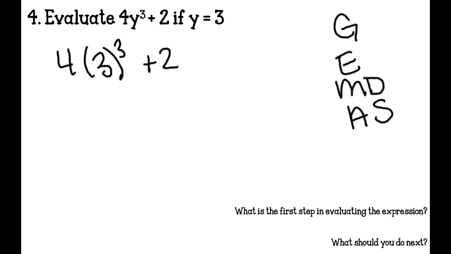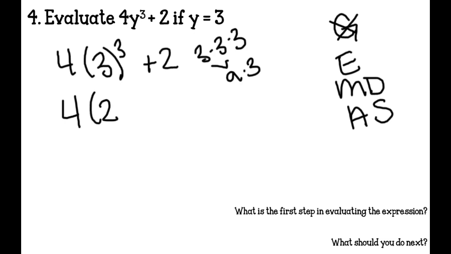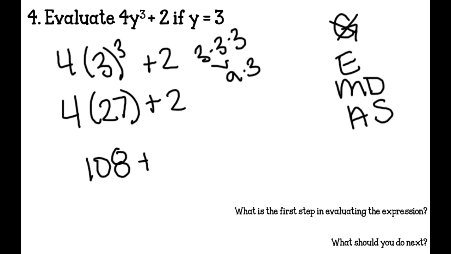Do I have anything in grouping symbols? I don't. Do I have any exponents? I do. So what is 3 cubed? 3 times 3 times 3. This is 9 times 3. So what is it? 27 plus 2. And then I take 4 times 27, and I'm going to carry my 2. I'm going to get 108 plus 2. And 108 plus 2 is 110.